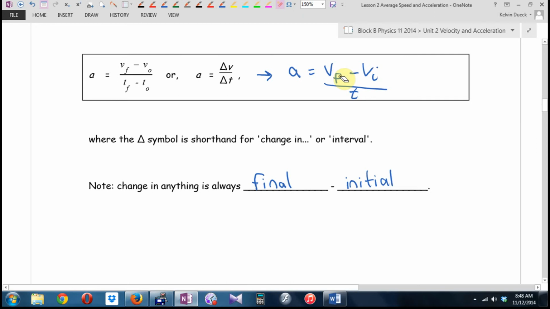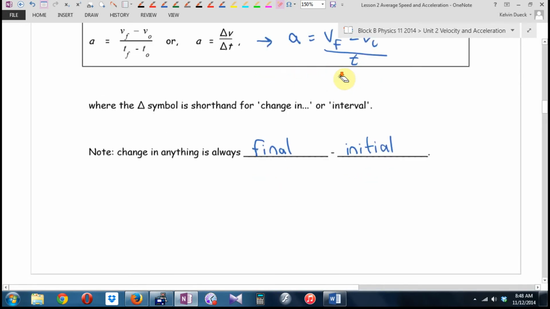Can I steal that for 1 second? Got it on there somewhere under acceleration. Oh, no, okay, I just wrote delta V over delta T, and I didn't spread it out. Okay. Now you can turn the page.